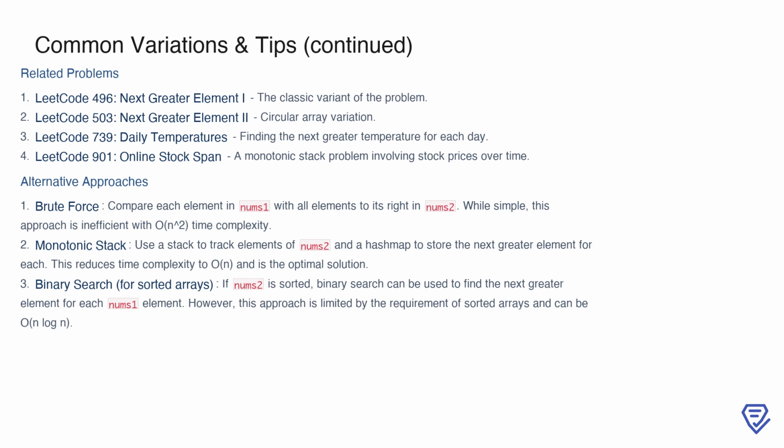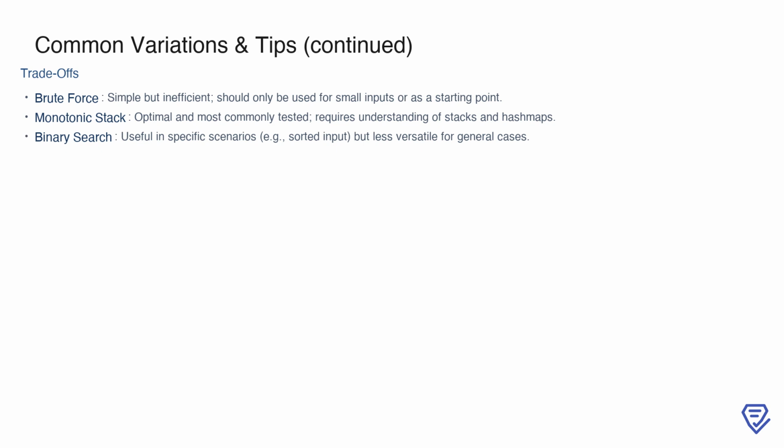In some specific cases, such as when nums2 is sorted, you could use binary search to find the next greater element for each nums1 element. However, this approach is limited by the requirement of sorted input and has a time complexity of O(n log n). Each approach to solving this problem comes with its trade-offs.